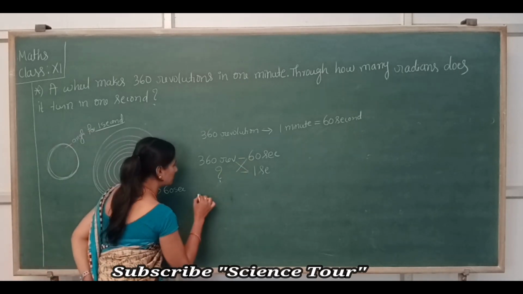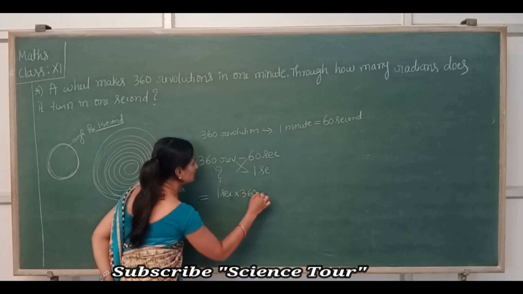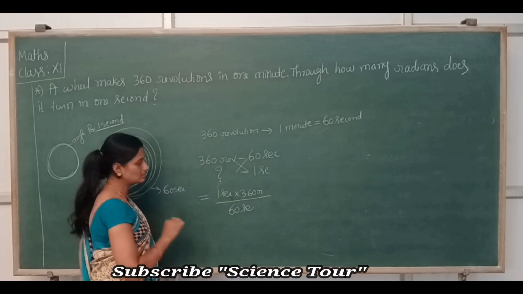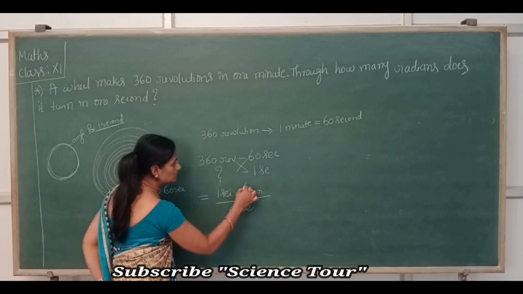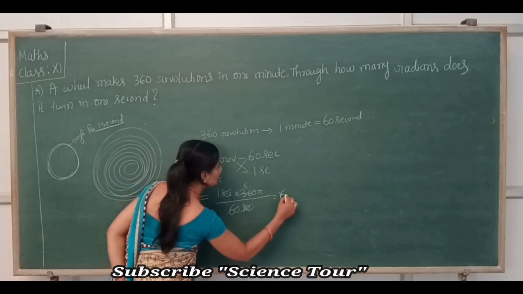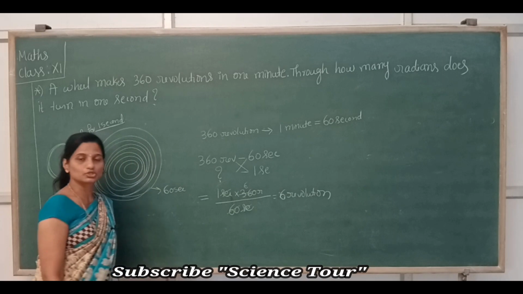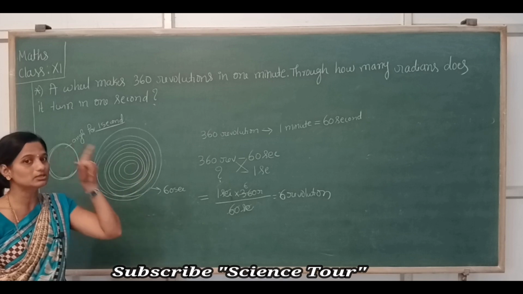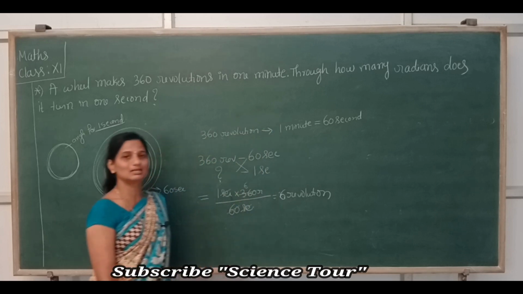So now cross multiply: that is equal to 1 second into 360 revolutions divided by 60 seconds. The second unit and second unit get cancelled. 6 times 60 is 360. Correct? So how many revolutions does it take for 1 second? It is 6 revolutions for 1 second. And 6 revolutions means 6 rotations.